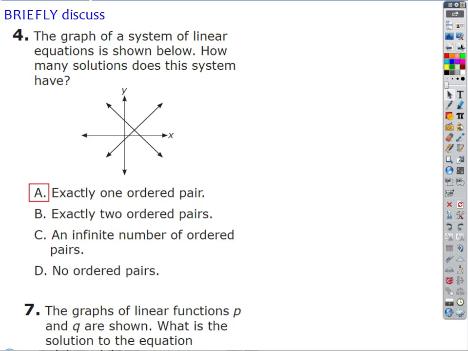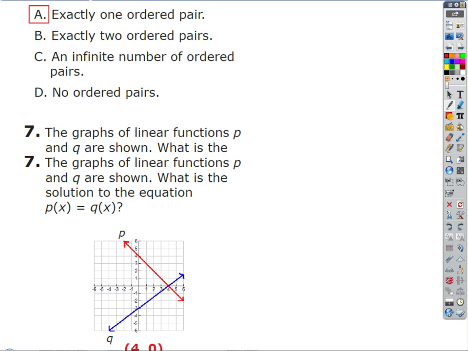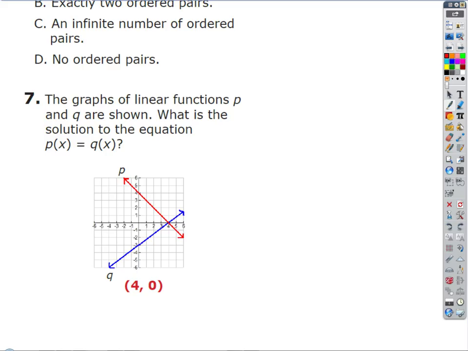Okay, so how about this one? The graph of a system of linear equations is shown below, so I've got these 2 lines. How many solutions does the system have? Just by looking at that, you can tell. How many? 1, right? The point of intersection is the solution, right? It's only got 1. What if they ask you, based on the graph of a linear system, to determine what is the solution? Well, you're just looking for the ordered pair of the point of intersection, right? So it'd be the coordinates, so it's (4, 0) in this case.